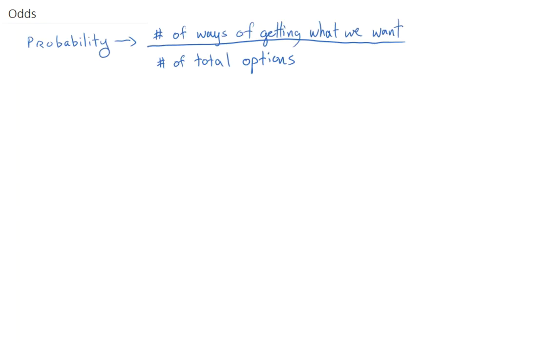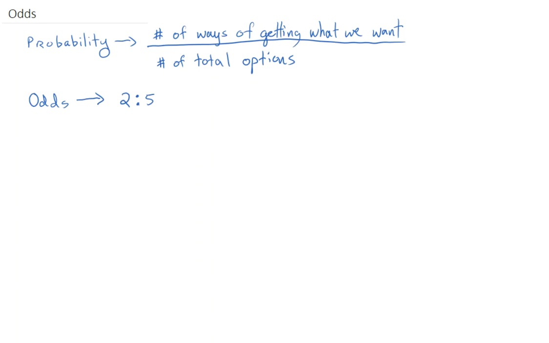In this video, we are going to look at something called odds. Odds is similar to probability in that it is a way of expressing the chances of an event occurring, but how it expresses that is different from probability. With probability, we looked at building a fraction that was the number of ways of getting what we want over the total number of options. However, with odds, we won't be building a fraction. It'll look more like the 2 and then a colon and a 5.